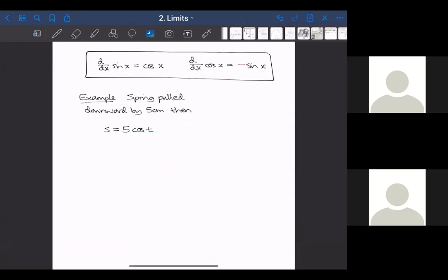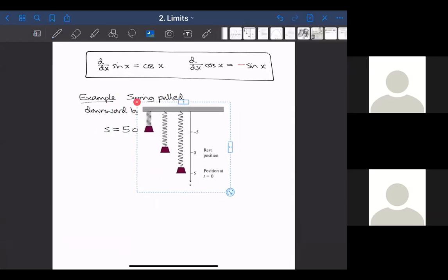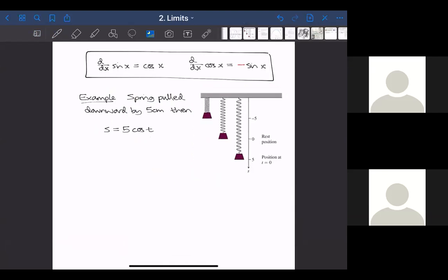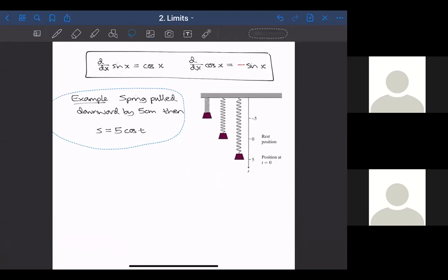So I'll take a picture of this from the book, something like this. So the spring rests at position 0, and we start the motion by pulling it down to S equals 5, and then of course the spring pulls it back. It goes up to minus 5 and then comes back down again and oscillates like this according to the function cos t.